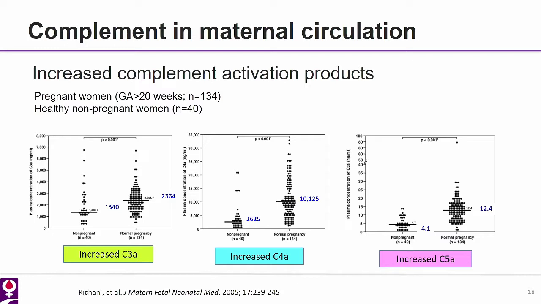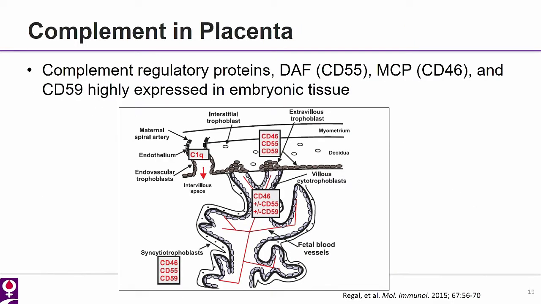They measured the complement cleaved fragments C3a, C4a, and C5a, and in each graph, the left-hand side shows healthy women and the right-hand side shows pregnant women's data. You can see that there was an increase in the C3a level, an increase in the C4a level, and an increase in the C5a level. So this tells us that there is heightened complement activation during pregnancy. To avoid any negative impact of this heightened complement activation, the complement regulatory proteins are enhanced in the embryonic tissue.